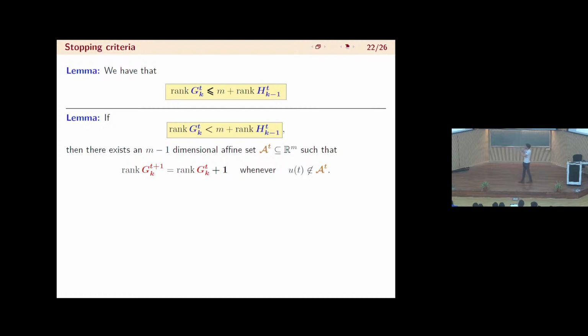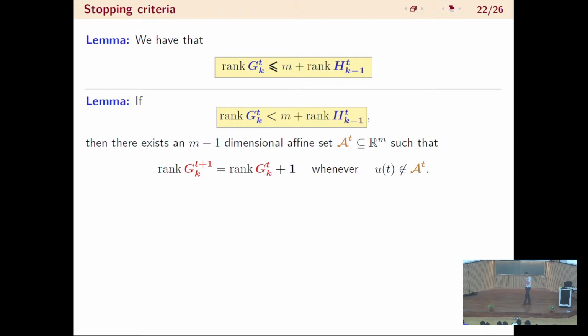Because, what is the statement of the lemma? Well, the lemma says the following. So if we have this strict inequality over here, there exists this m minus 1 dimensional affine set, A_t, such that whenever I pick my input to not lie within this set, I increase the rank of the G_k Hankel matrix. Right? So as I was saying, we consider two situations, right? Either this rank inequality holds strictly, and in that case, I can always increase the rank of my Hankel matrix, G_k.